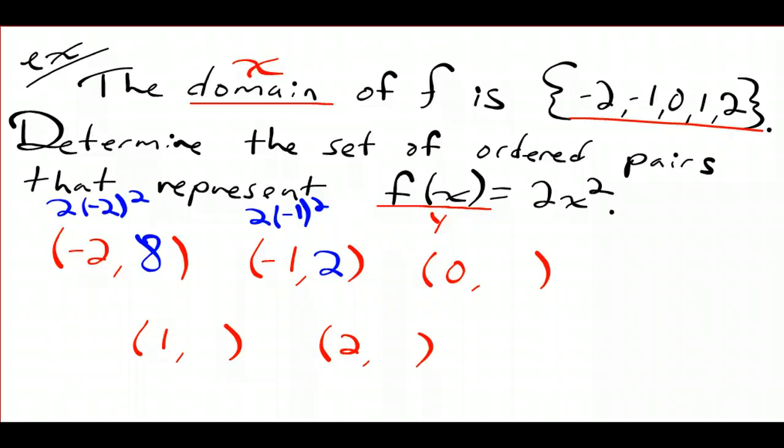0 squared is 0 times 2 is 0. And then we'll have 2, and we'll have 8 as well. Those will be your set of ordered pairs that represent this function.